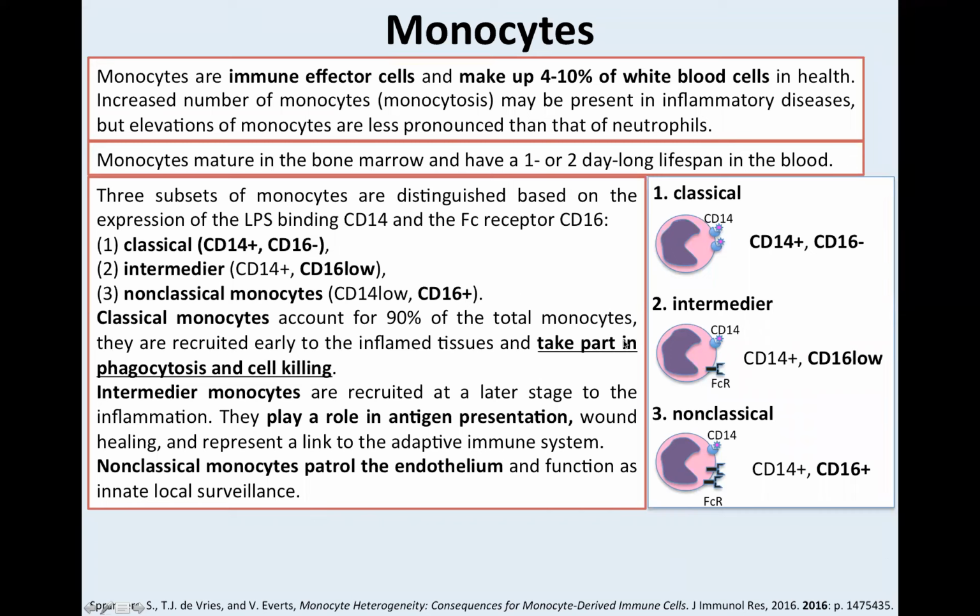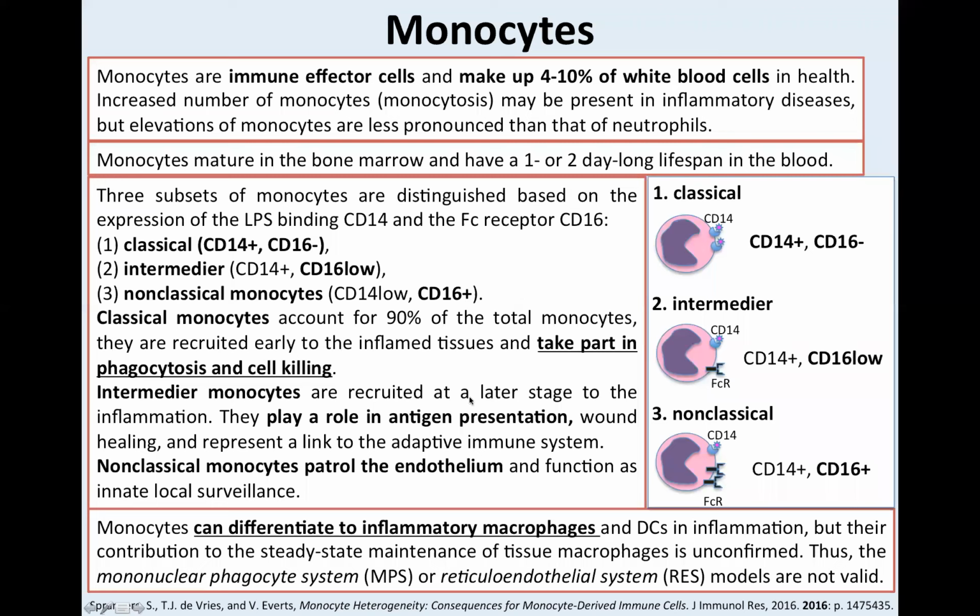They are important in the phagocytosis and cell killing, and since they are larger, they can internalize even larger tissue damages or external bacteria. These are the cells which will turn up much later as macrophages in the tissues because they can differentiate into inflammatory macrophages. But these are not responsible for the origin of the tissue-specific tissue macrophages.